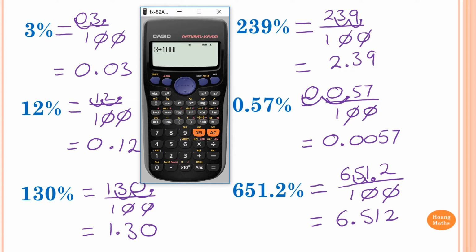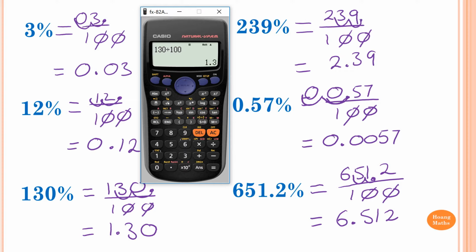Now to use the calculator to do this, what you can do, 3% means 3 divided by 100. Now remember, we want decimal point, so we divide by 100. 3% means 3 over 100. So over 100 is just divide. So because we want decimal, 3% means 3 divided by 100, 0.03. 12%, same thing. I want decimal, I just go 12 divided by 100, 0.12. There you go. 130%, which means 130 divided by 100.